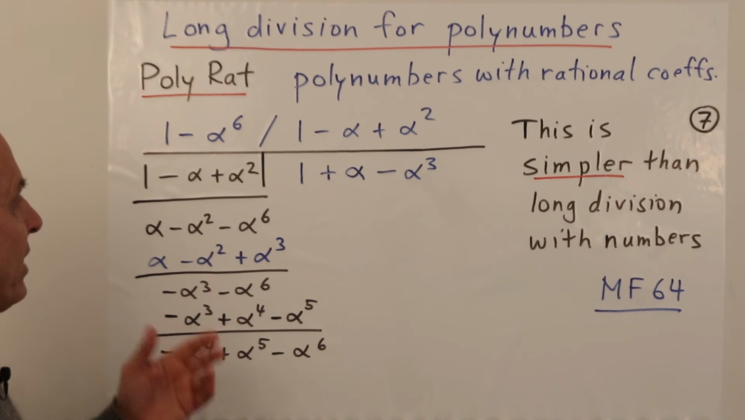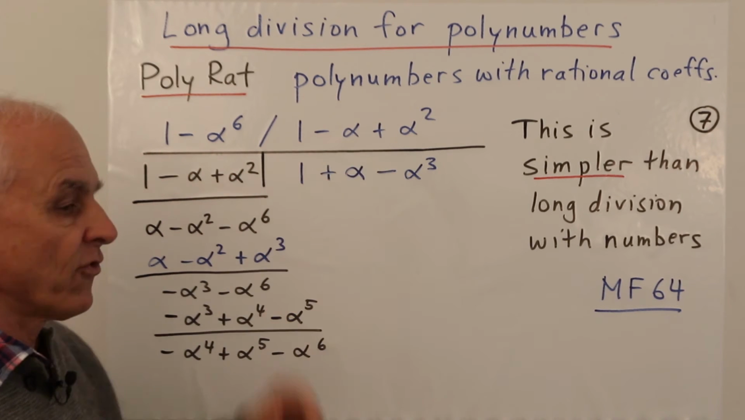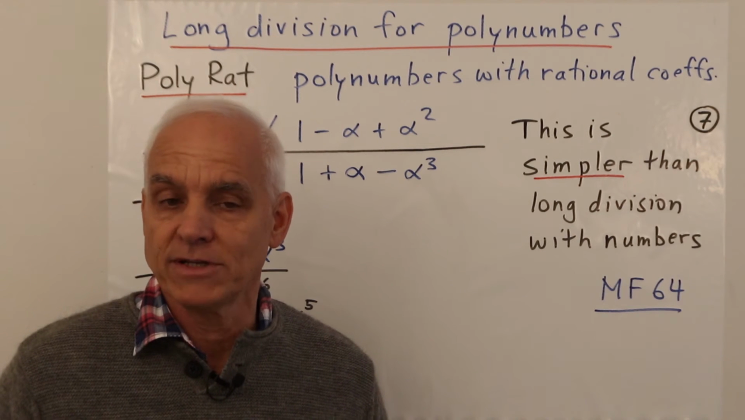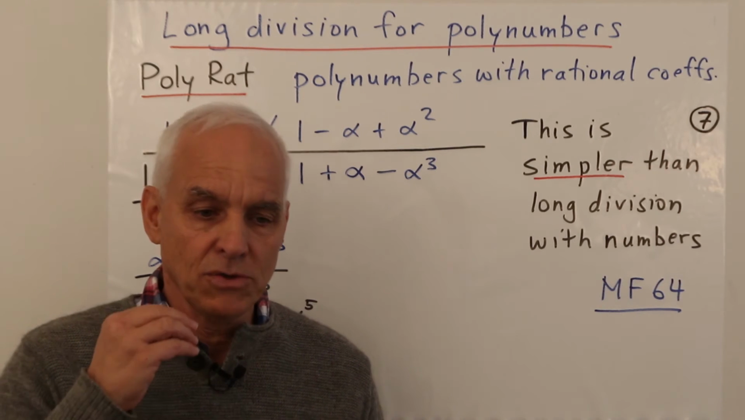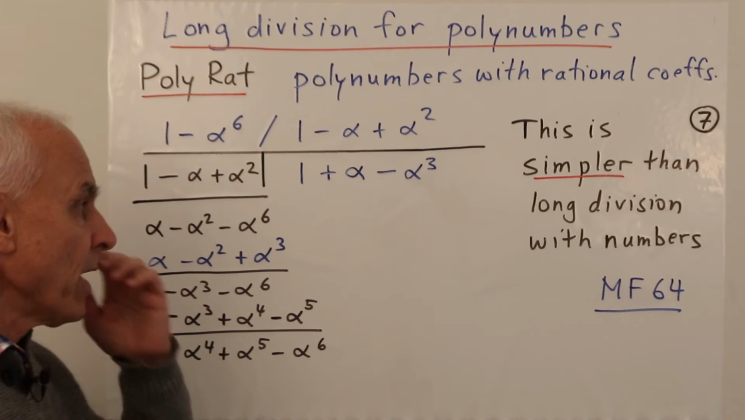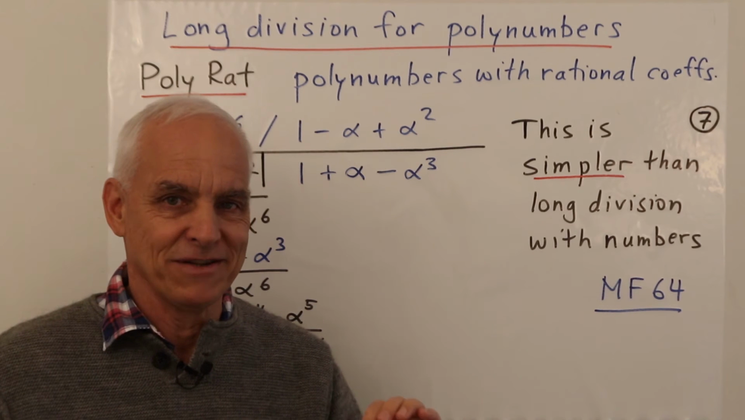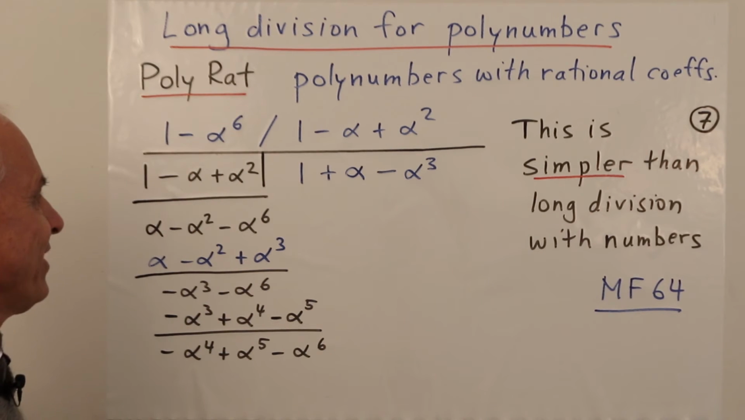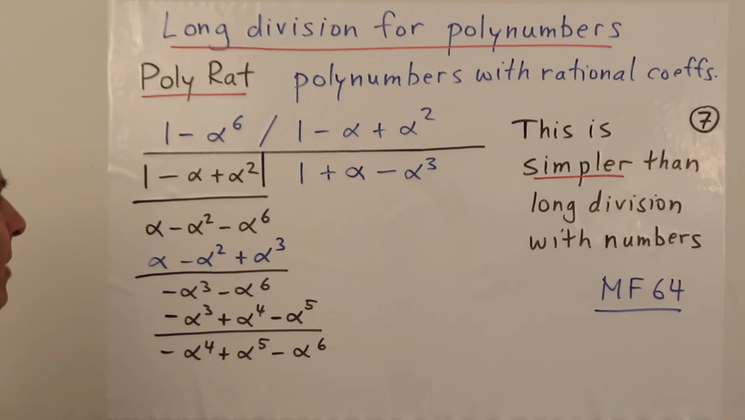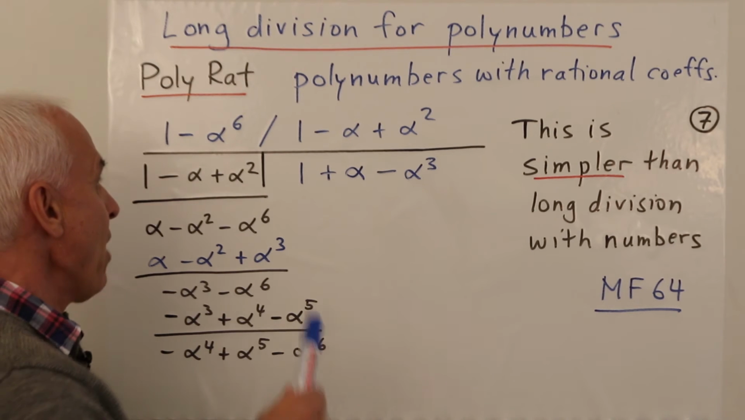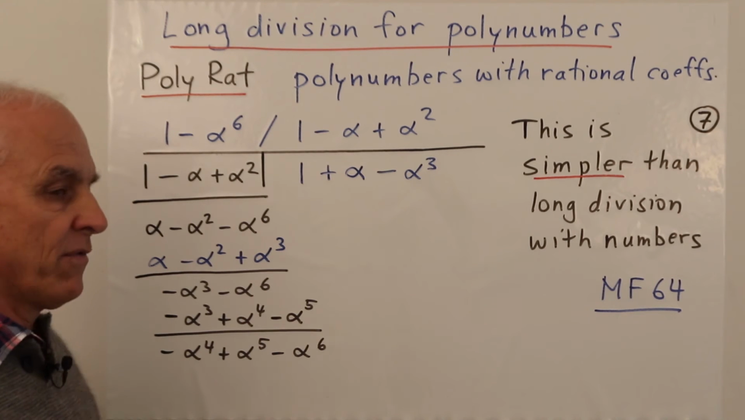And I want to illustrate how we could, say, divide 1 minus alpha to the 6th by 1 minus alpha plus alpha squared, the same example that we had in the previous slide, without actually performing that factorization or knowing that factorization. So we can do this directly by long division. And it's a simpler long division than that with numbers. So that's good. And I'm also setting it up in a particular way. So I want you to do something like what I'm suggesting here. So we have to figure out how many times this polynumber divides into 1 minus alpha to the 6th.